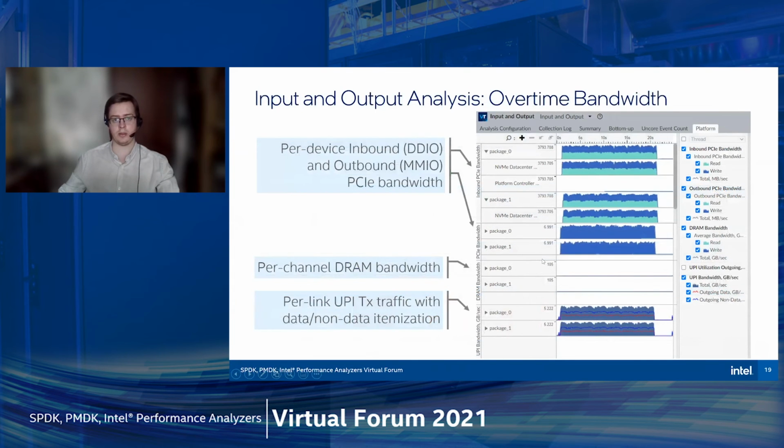And you can have the overtime view for the bandwidth. So you can see per device inbound and outbound PCIe bandwidth. Again, you see that both my drives are reported here, and you can see the overtime DRAM bandwidth with the breakdown by channel, and per link UPI outbound traffic. You will also see here data and non-data utilization to see how much data is moved and how many snoops between the sockets.